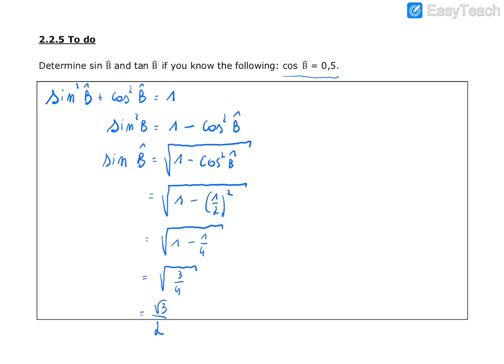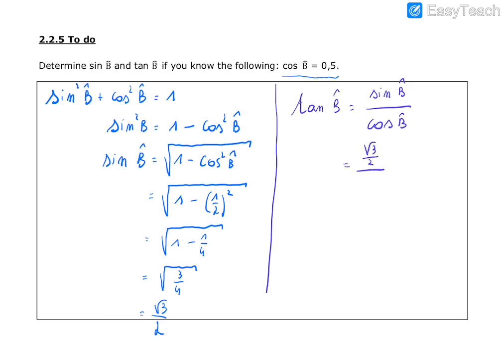Well, now if I have my sine, it's going to be quite easy to calculate the tangent, because we know that the tangent of b is equal to the sine of b divided by the cosine of b. So sine of b we just calculated is square root 3 divided by 2. Cosine is 1 divided by 2. Same thing.